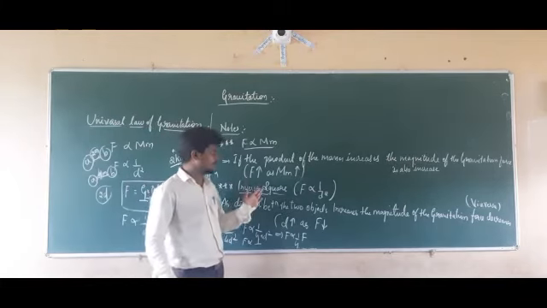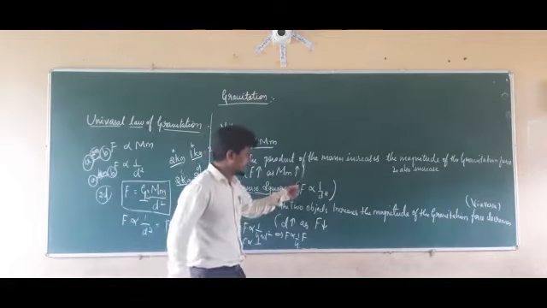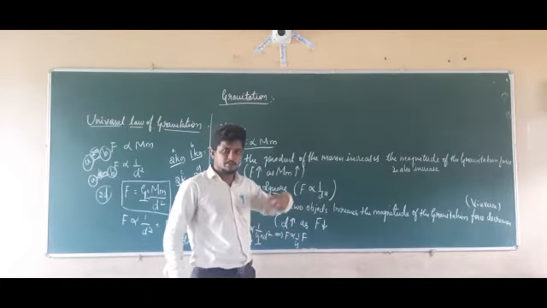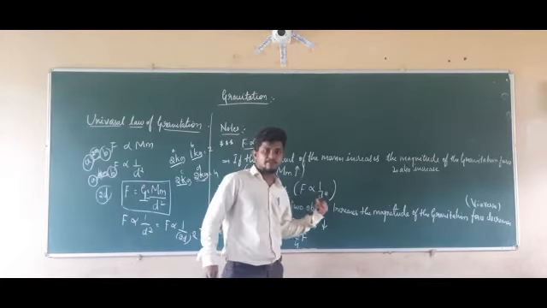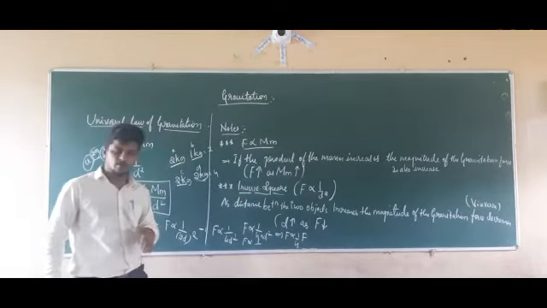Right, I hope this is clear. If the distance is increased, force is going to decrease. If the distance is increased by 2 times or 3 times, the magnitude of the force is going to decrease by the square of that number of times. So this is about the inverse square.